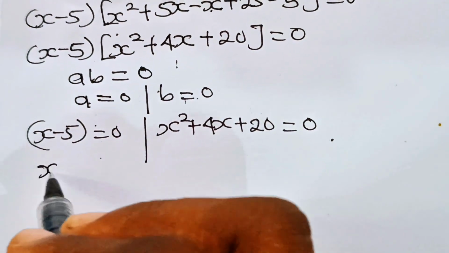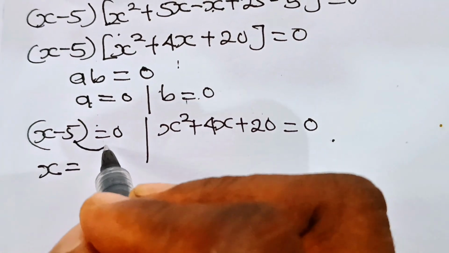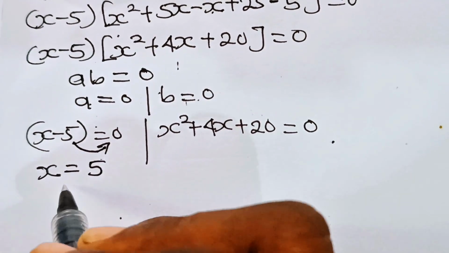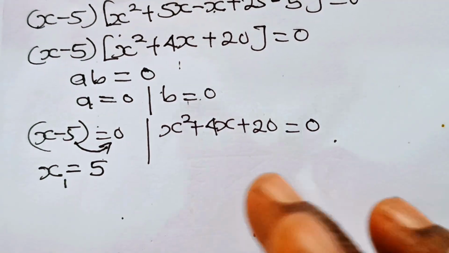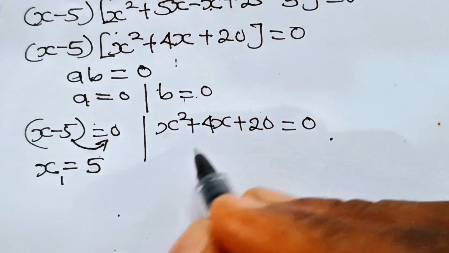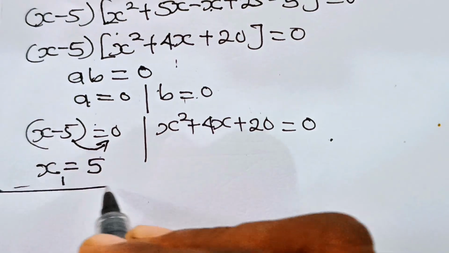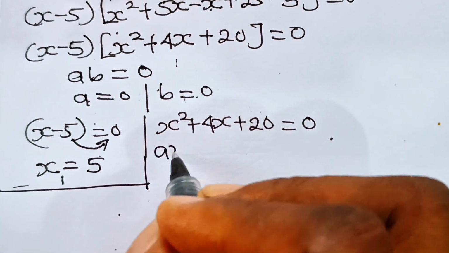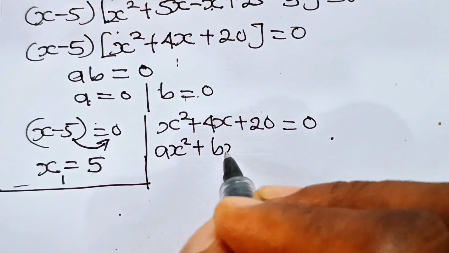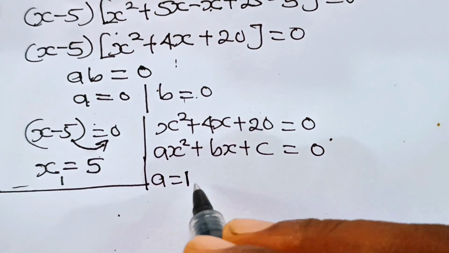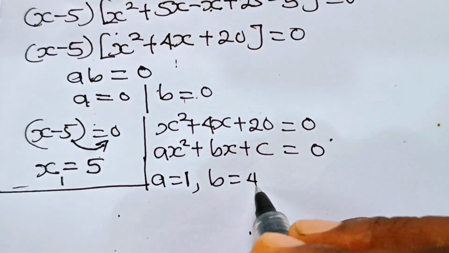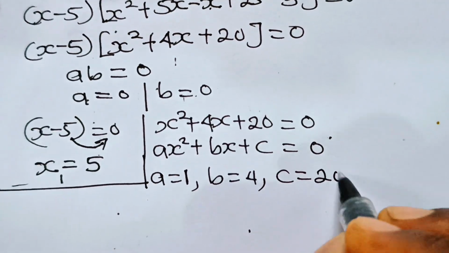Now from here, x is equal to, let's take this to this side, 5. So this is the first value of our x. Now for the second value, remember that if we compare this with ax squared plus bx plus c equals 0, then a is equal to 1, b is equal to 4, c is equal to 20.